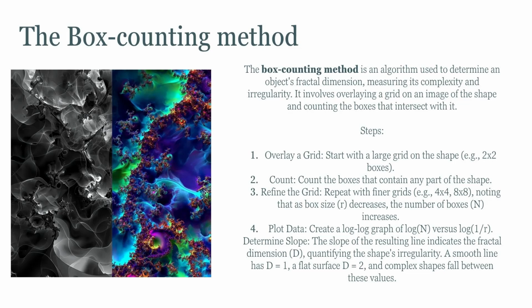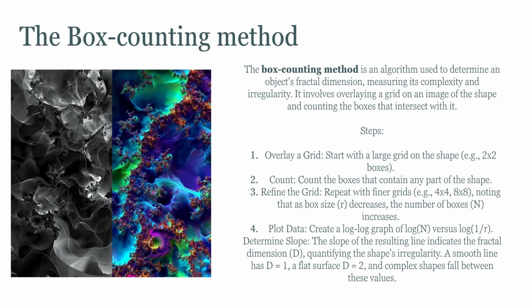Let us cover the box counting algorithm in brief. The box counting method as an algorithm is used to determine an object's fractal dimension, which measures its complexity and irregularity. The method works by overlaying a grid on the shape and counting the boxes that intersect with it. It outlines a four-step process.